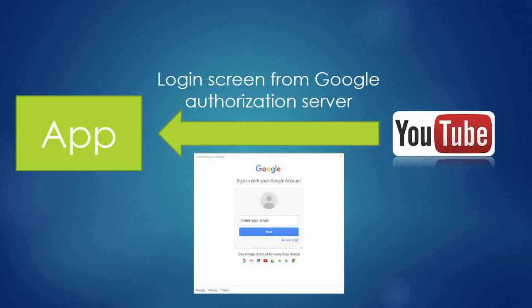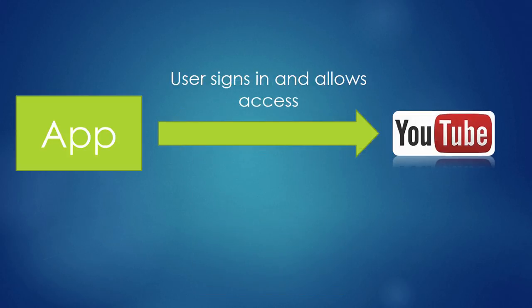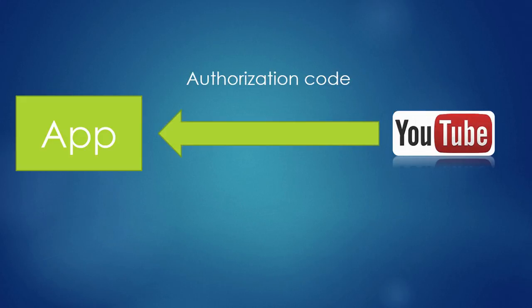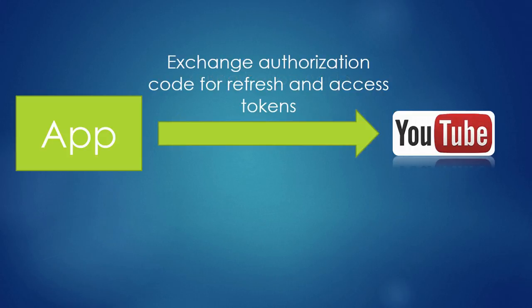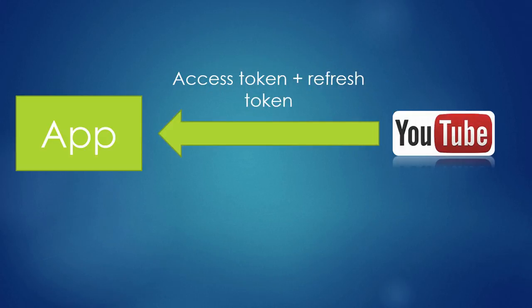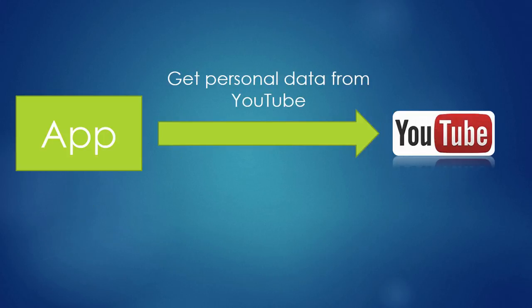YouTube responds with a login screen where you have to enter your credentials and review the type of access you grant YouTube. The credentials and confirmation are sent back to YouTube. YouTube responds with an authorization code. You then need to exchange the authorization code for a refresh token and an access token, which YouTube will give you. You need to store the refresh token because from now on you can use that to get a new access token. With the access token you'll have access to your personal data.